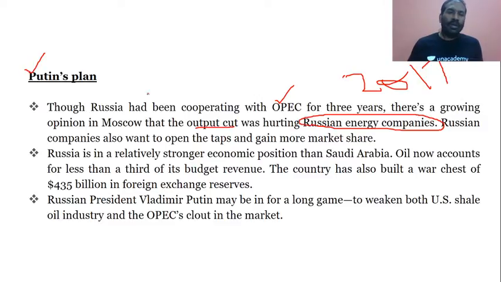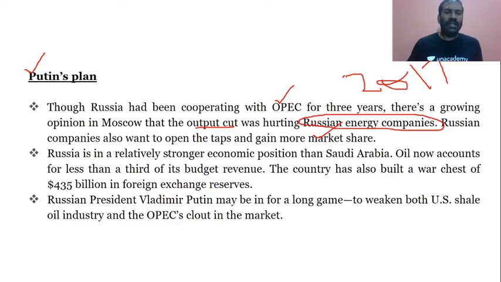So what Russia feels is that by going ahead with the cut in output of production, it will hurt Russia's energy companies. And these Russian companies also wanted to go ahead with increasing their market share. As I said, the Russian market is Asia and Europe. So it wanted to further increase its market share.